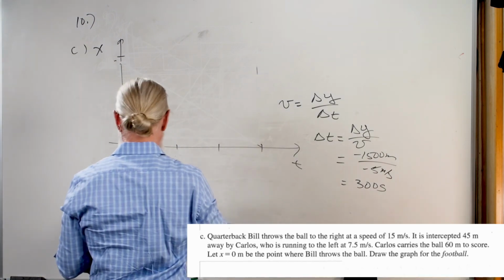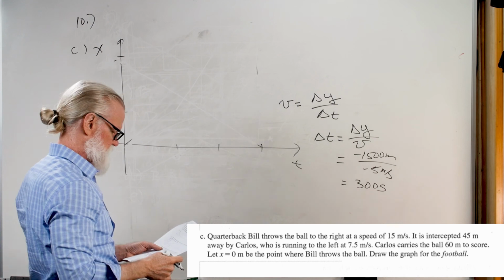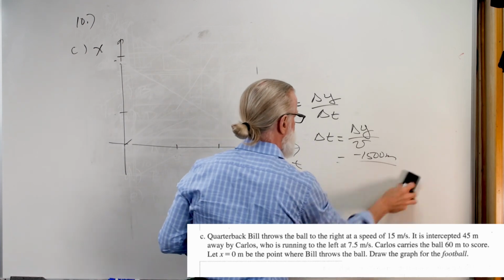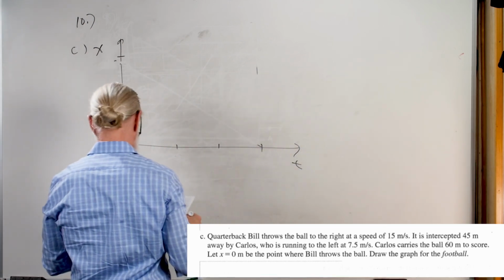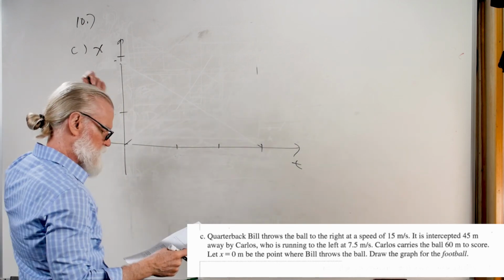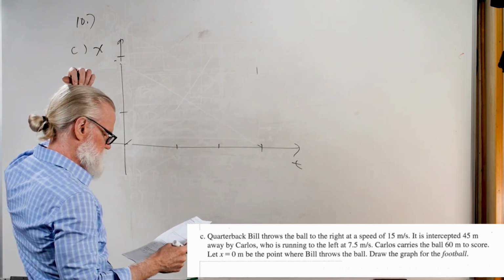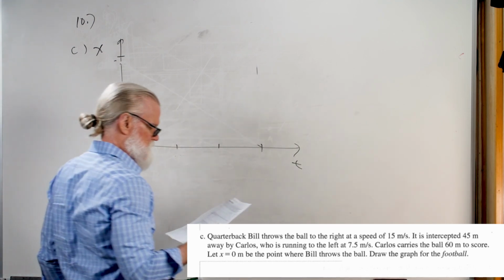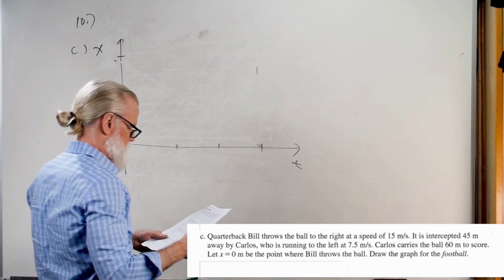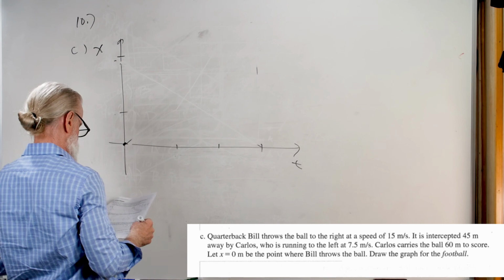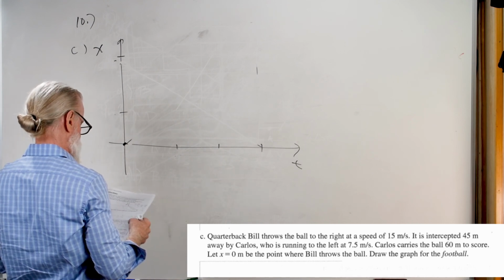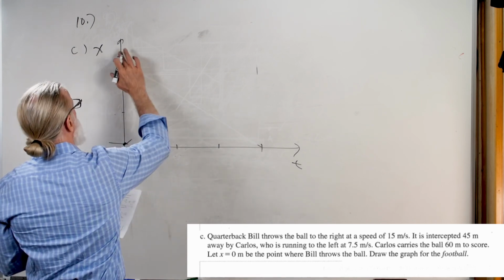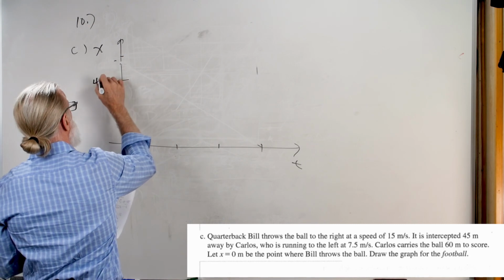All right. Quarterback Bill throws the ball to the right at a speed of 15 meters per second. It is intercepted 45 meters away by Carlos, who is running to the left at 7.5 meters per second. Carlos carries the ball 60 meters to score. Let X equal 0 where Bill throws the ball. So Bill's here, and he throws the ball at 15 meters per second, and it goes 45 meters.